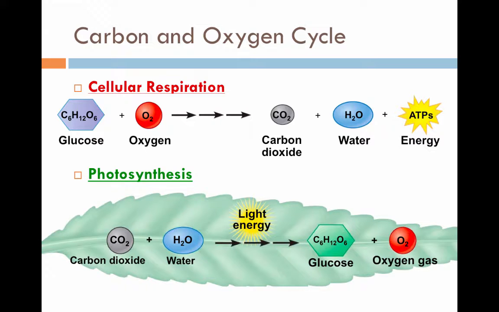Well, CO2 goes into a plant, specifically the chloroplast of the plant, and through photosynthesis, CO2 and water combine with light energy, and glucose, which is a sugar, and oxygen is produced. So if you want to follow carbon in this cycle, carbon is produced by cellular respiration, used by photosynthesis. If you want to follow oxygen, oxygen is used in cellular respiration, produced in photosynthesis.